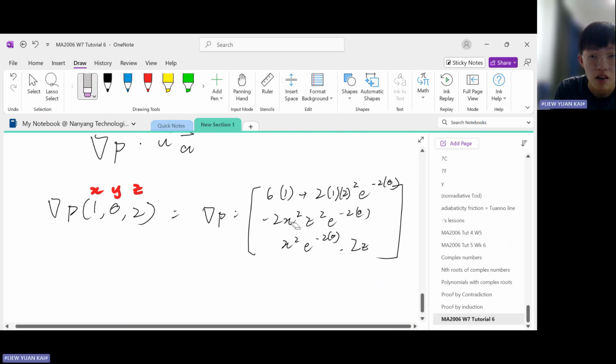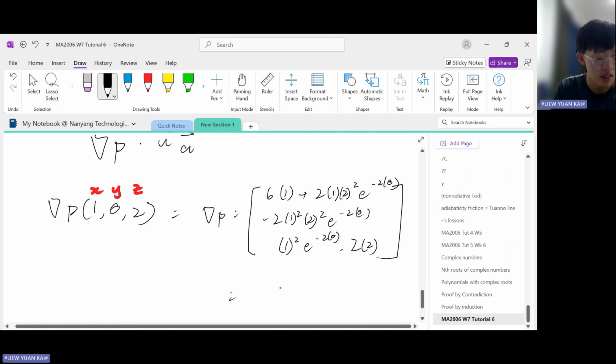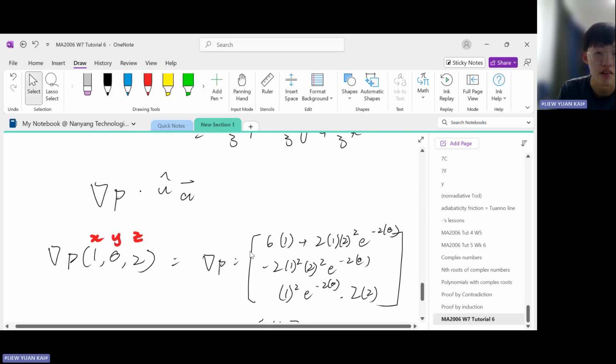Then this is 1, this is 2, this is 1, this is 2, this is 1, this is 2, 2, 1. Okay, so I filled it in, then you can calculate everything. If you calculate it out, it'll be 14, -8, 4. So this is the numerical value of nabla p. We already have this. Now we can fill this in.